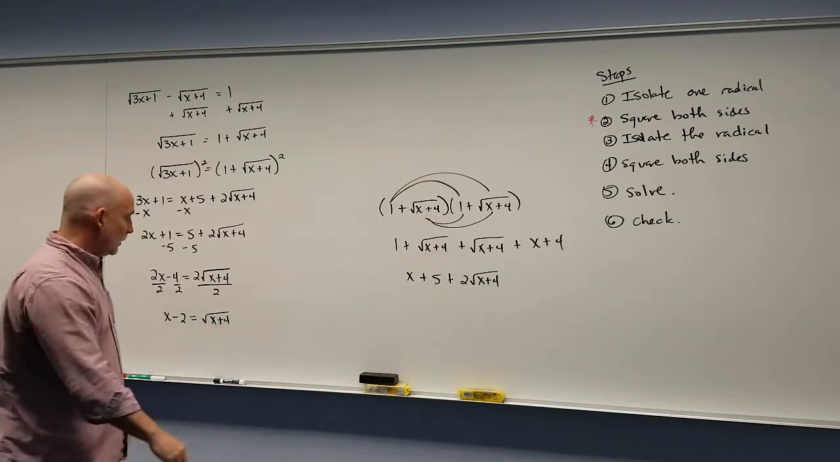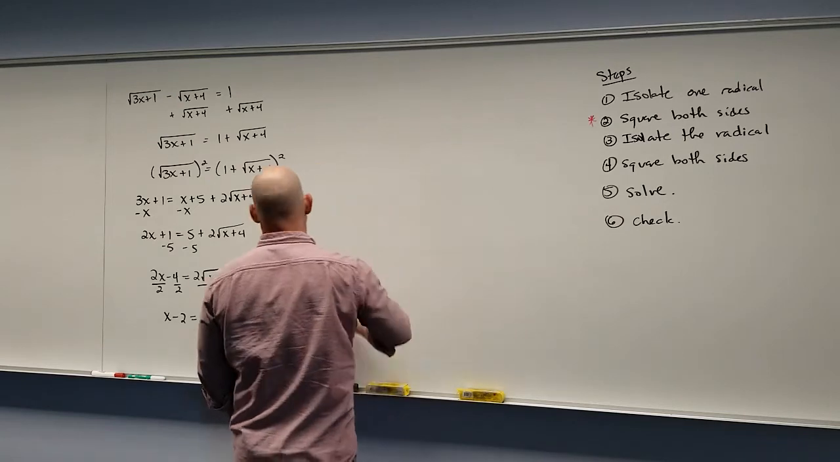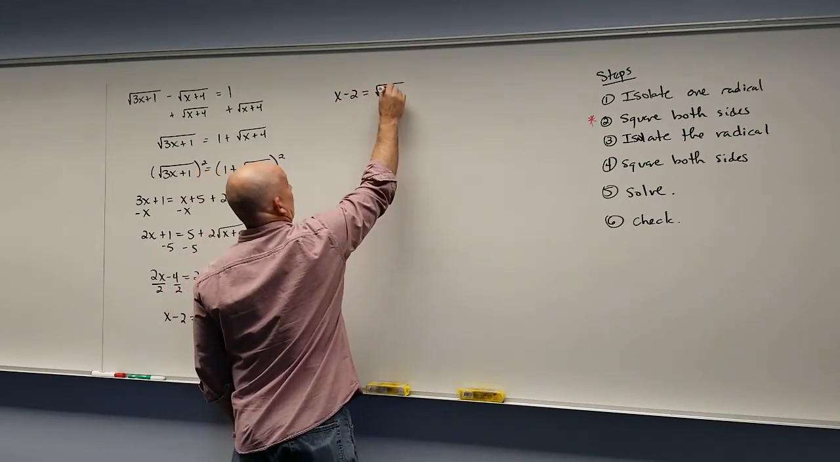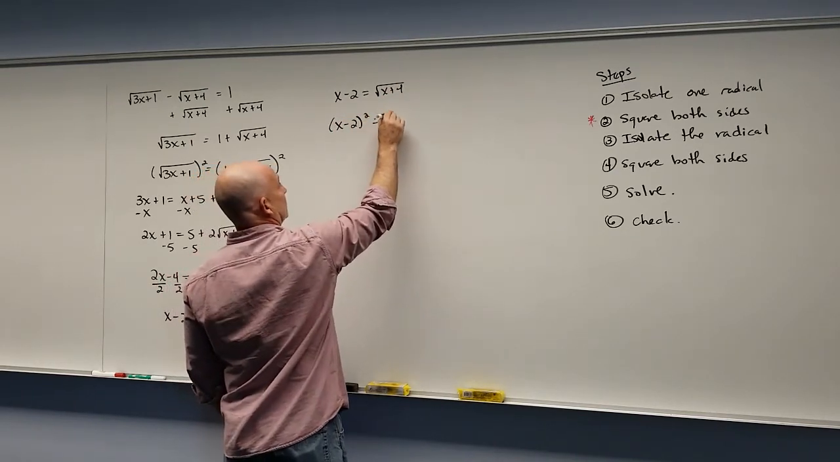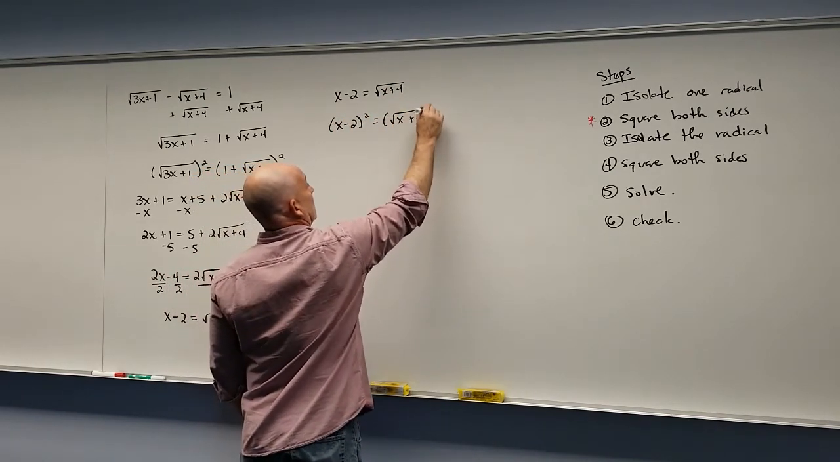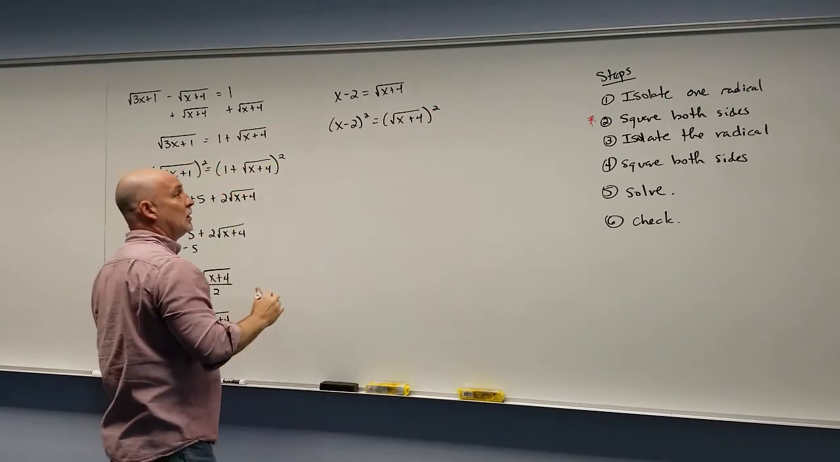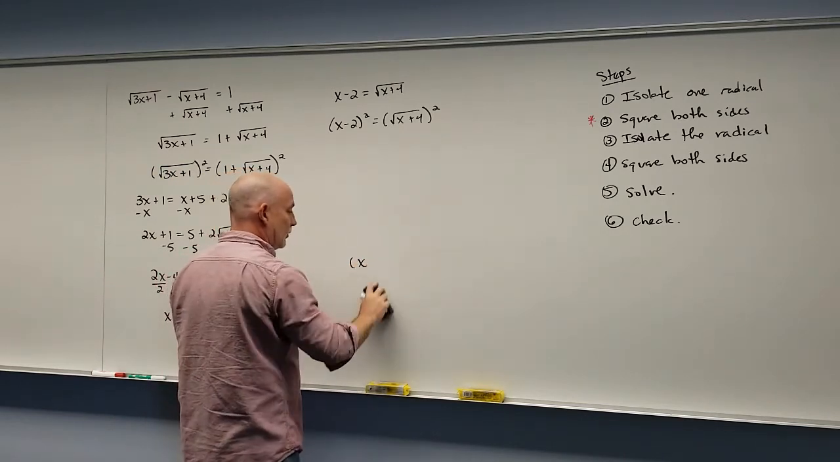All right, let's bring that up to the top so we get a little bit more room to work. So I have x minus 2 is equal to the square root of x plus 4. All right, we need to square both sides again. Now on the left-hand side, again, that's 2 terms, so we're going to have to distribute that out. And again, I'll scribble that out here real quick for us.